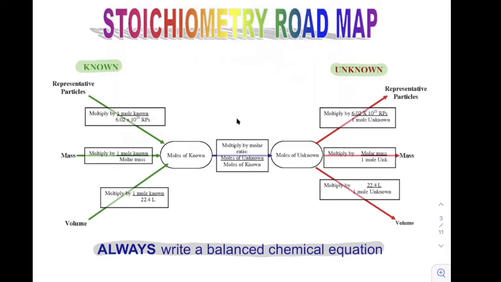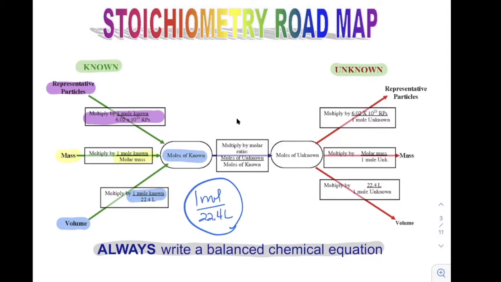If you are given particles, so molecules, atoms, ions, any of those particles, and we need to go to moles, we are going to use Avogadro's number for that conversion. If we are given mass, we are going to use the molecular weight or the molar mass to get to moles. And something new in this chapter, if we are given volume, we are going to use the conversion that for every 1 mole, we have 22.4 liters. And so that's our conversion. If we are given volume, we are going to use 22.4 liters per mole as our conversion.